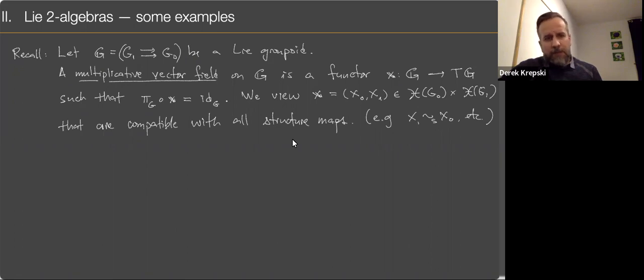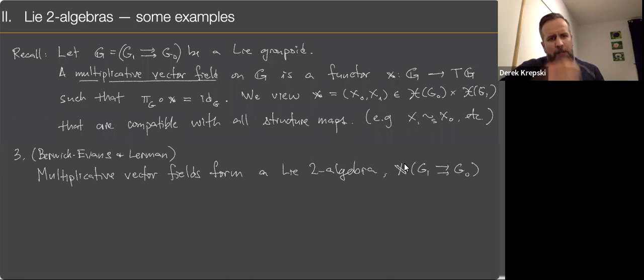And because it's a functor, it has to be compatible with all the structure maps. So for instance, if you push forward x1 by the source map, you get x0, and similarly for all of the structure maps involved. So a pair of compatible vector fields, if you like, is one way to think about it.